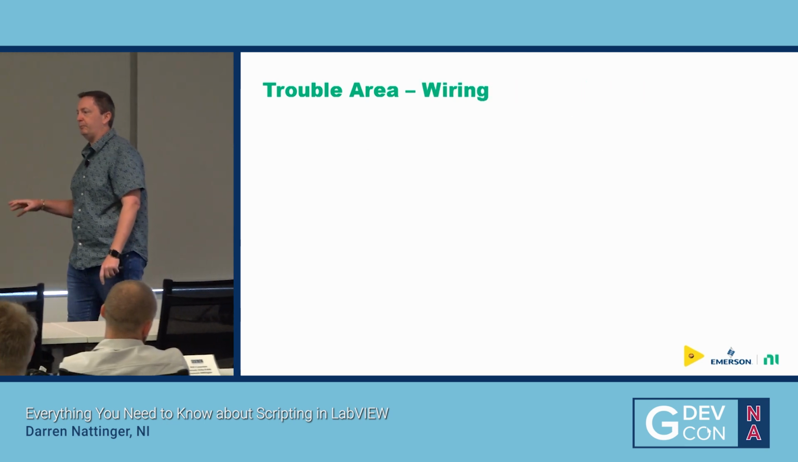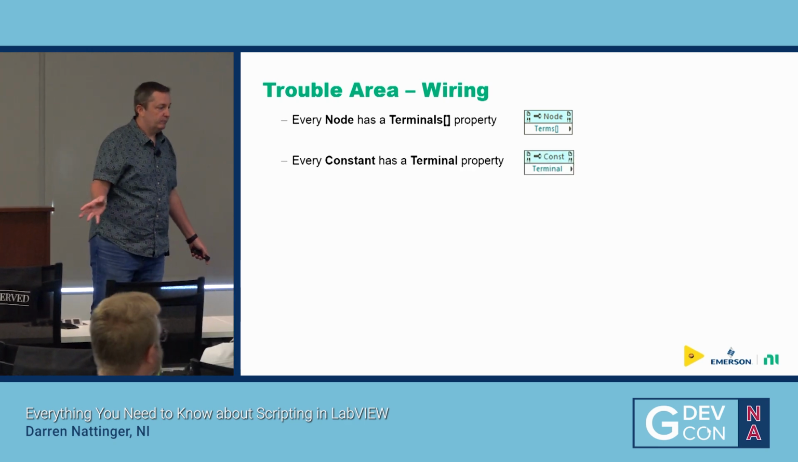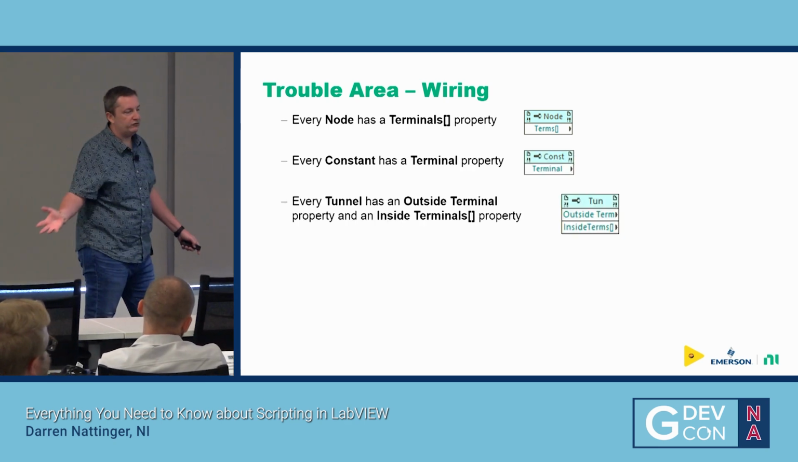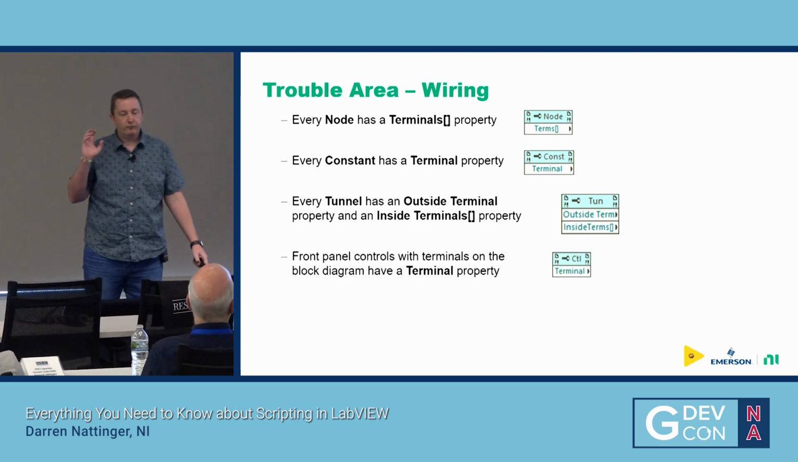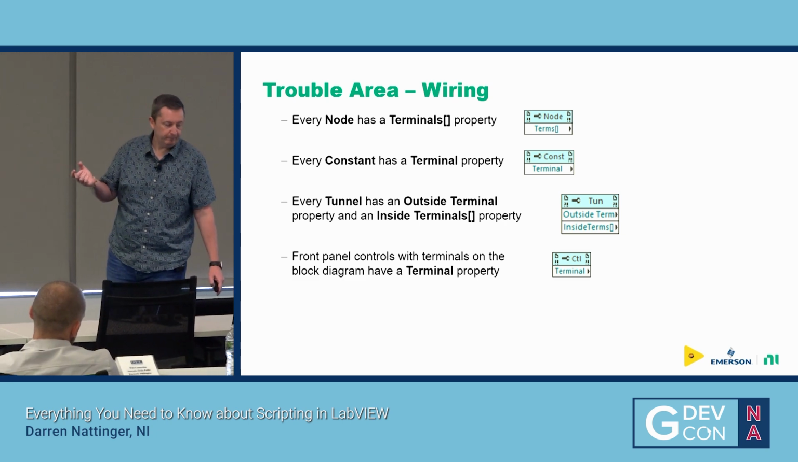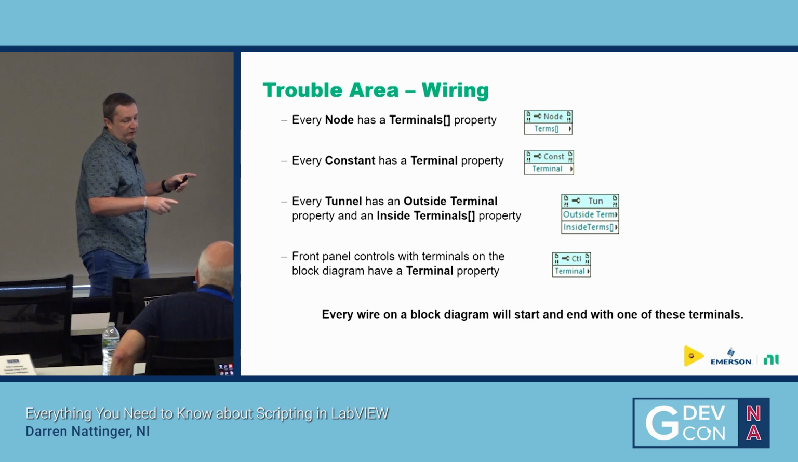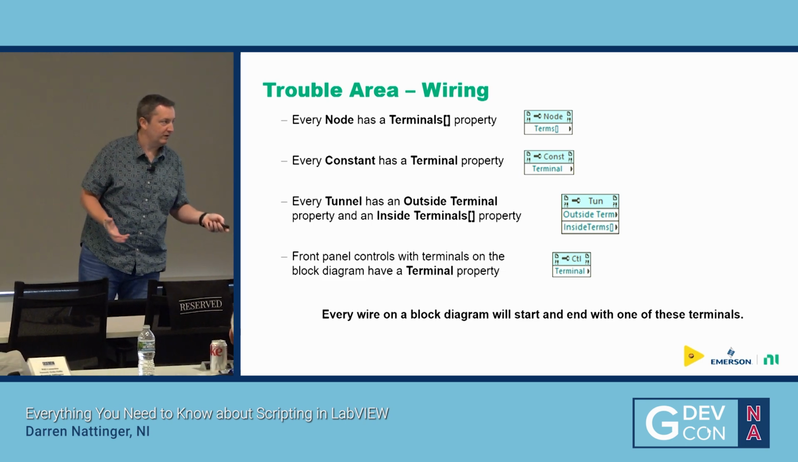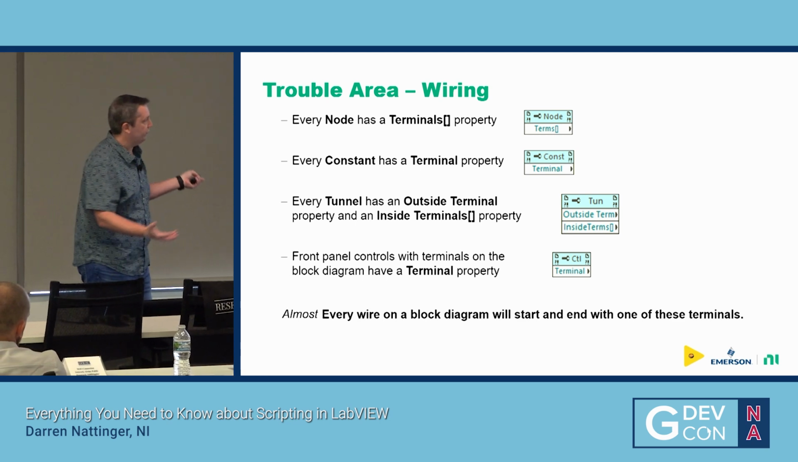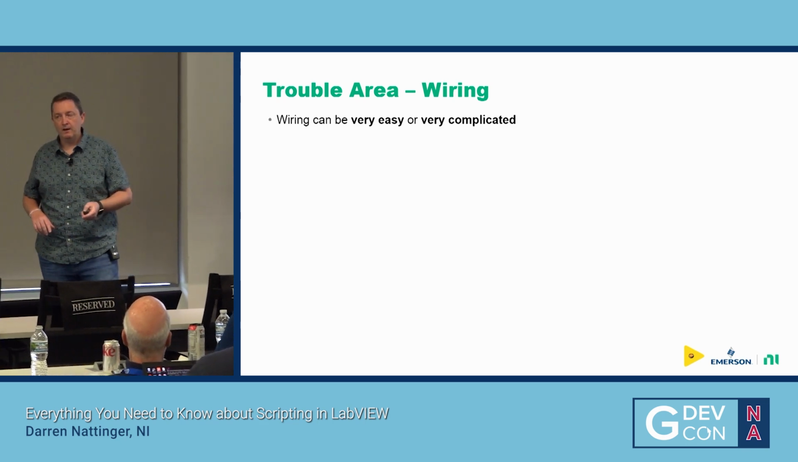Another trouble area in scripting is wiring. Every node has a terminals property. Every constant has a terminal property. Every tunnel has inner and outer terminals. I already talked about that. Front panel control terminals have a property. Every single wire on a block diagram is either going to start or end with one of these terminals that are shown on the screen. But since we're talking about scripting, there are exceptions to every rule. So almost every wire on a block diagram will start and end with one of those terminals. I'll show some exceptions here in a moment.